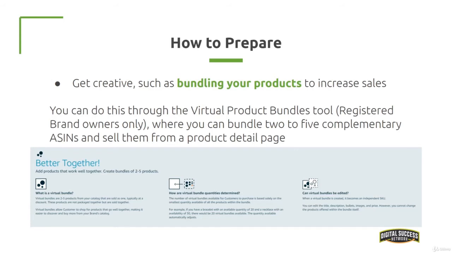You can also get creative, such as bundling your products to increase sales. You can now do this through something called the Virtual Product Bundles tool, and that's for registered brand owners only, where you can bundle 2 to 5 complementary ASINs and sell them from a product detail page. You don't have to do that physically. You can keep your stuff in FBA and they'll do it for you.